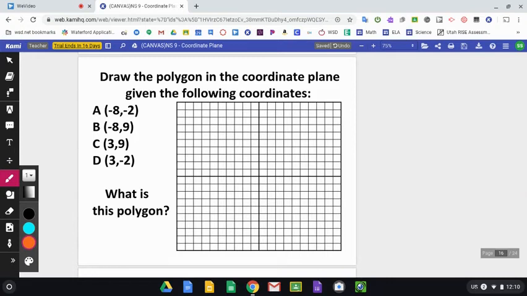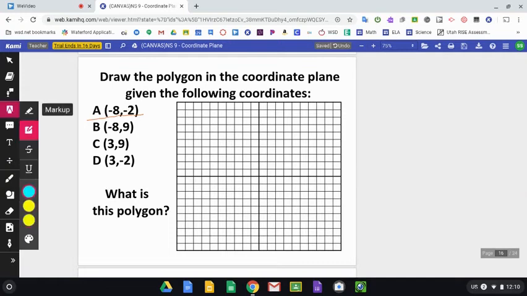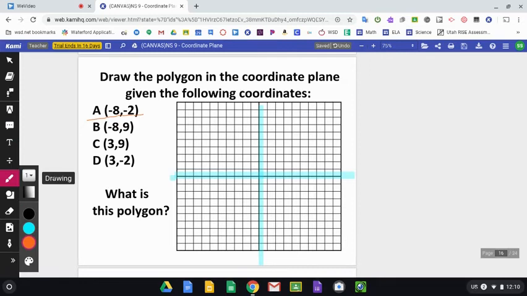So here we have point A. It tells us -8, -2. So I start at, oh yeah, let me give you the origin, the axes on here so you can see the origin. Okay. Start at the origin, go left 8, puts me right here. And then I go down 2. So point A is right here. Okay. Point B, go to the left 8 again and up 9. So point B is right here.